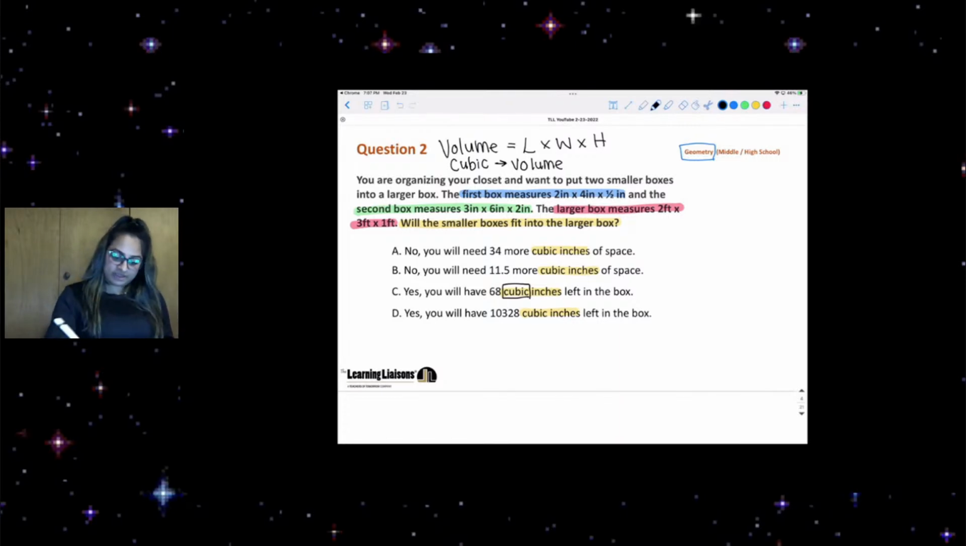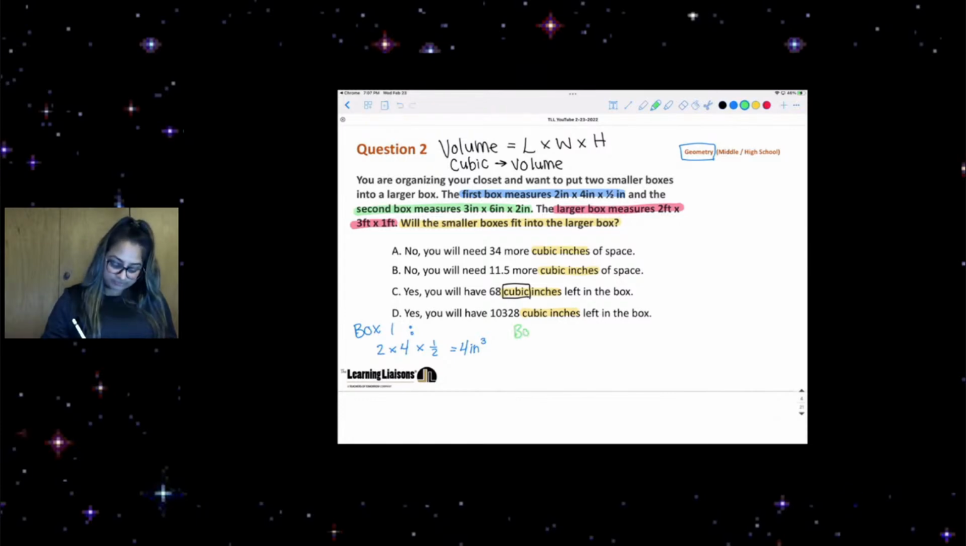So let's start solving. I know I keep saying that I'm going to, but I'm going to do it this time. So let's do box 1. For box 1, my length is 2 inches. I'm going to multiply that by 4 inches and multiply that by ½ inch. And I happen to get 4 inches cubed.